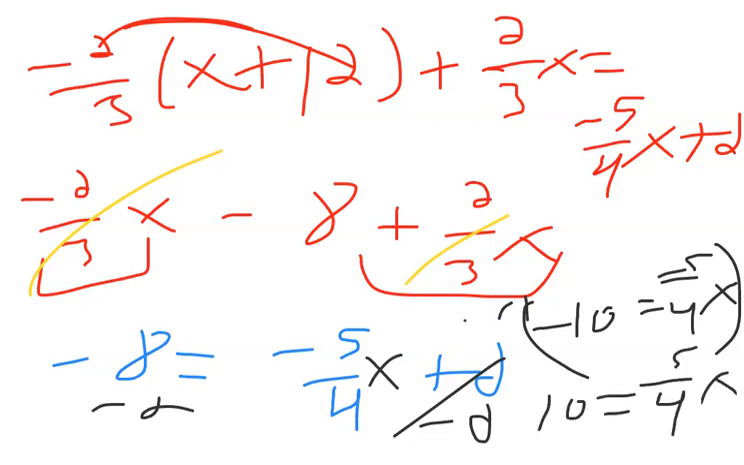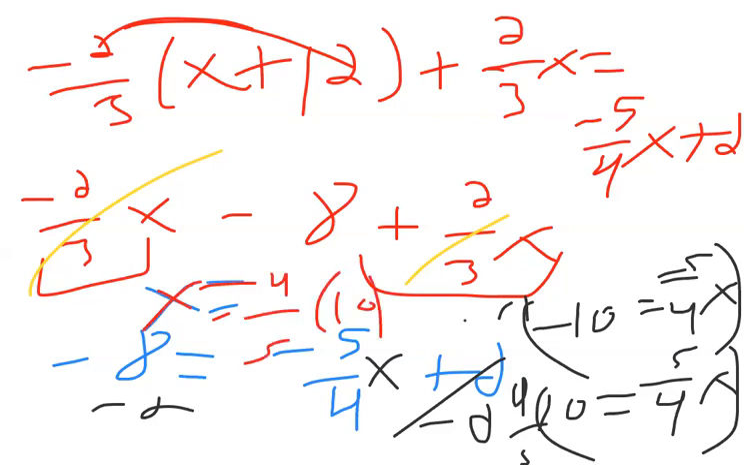And now you just multiply both of them by 4/5, because that's the reciprocal of 5/4. Because 4/5 times 5/4 just becomes 1 on the right side. So you're just left with x. You're just left with x equals 4/5 times 10, which is 10 times 4, which is 40, divided by 5.